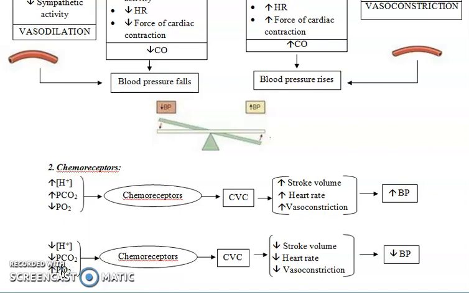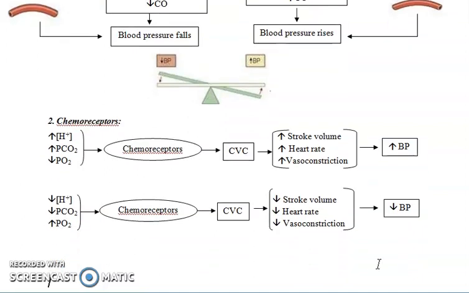Come to the next condition, that is whenever the partial pressure of carbon dioxide is decreased and partial pressure of oxygen is increased. Again same, this condition is identified by chemoreceptors, and chemoreceptors send information to cardiovascular center, and there will be decrease in stroke volume, decrease in heart rate, and decrease in vasoconstriction, that is nothing but vasodilation will occur. There will be decrease in the BP. So in this way, chemoreceptors as well as baroreceptors regulate the BP and it can be considered as short-term control of blood pressure.